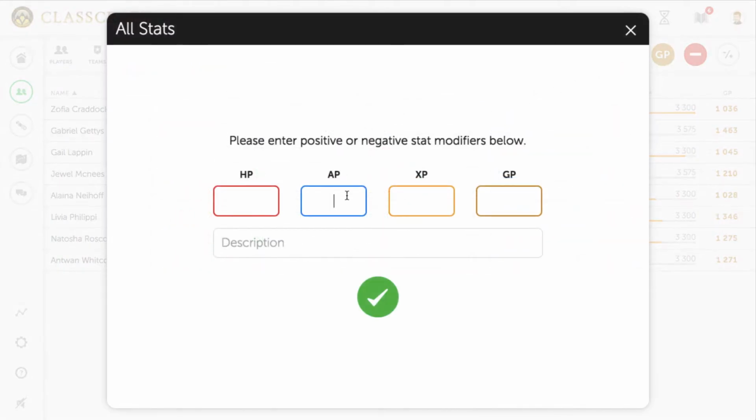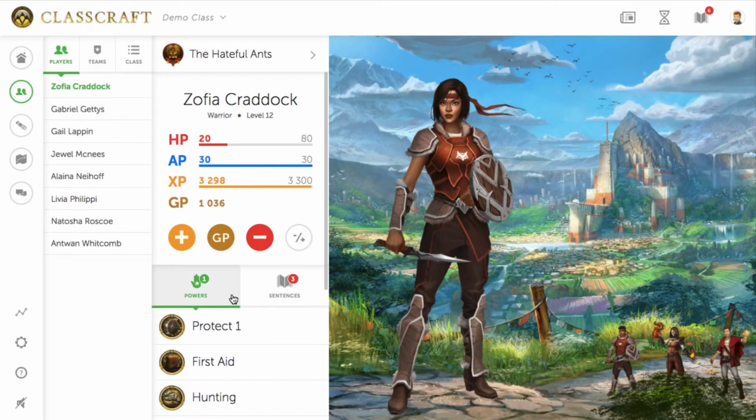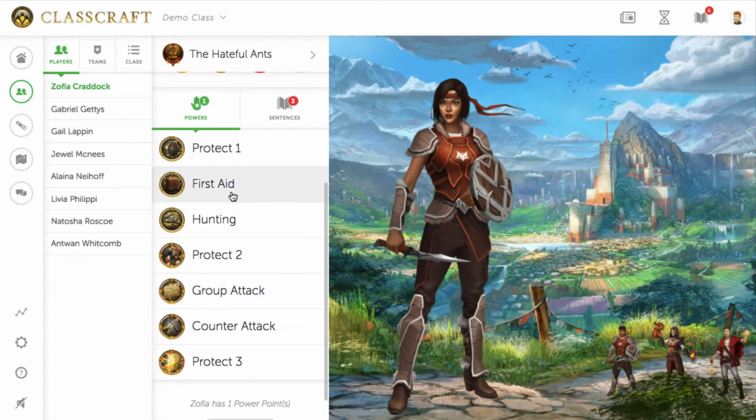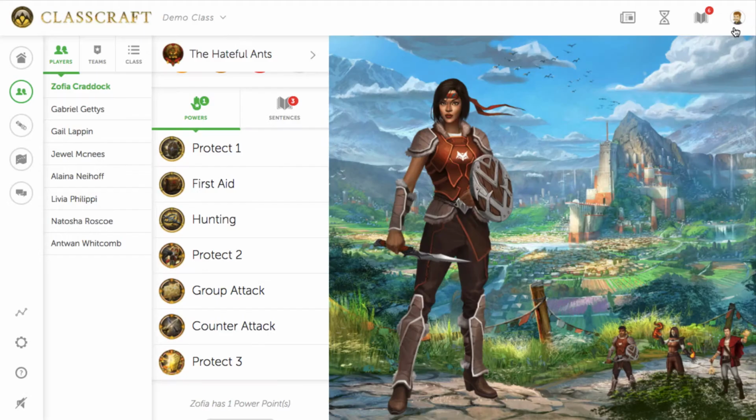I can say, oh, everyone, let's give everyone full AP for the day. Everyone goes up to full AP. Perfect. And then if they want to activate their individual powers, you can do that here in this menu. Let's say they have Protect 1 and they want to use this. Looks like there's a delayed damage queue, but usually you want them to be doing this during the warm-up. They want to be using all their powers at the warm-up for the day, and then they are not on their phones for the rest of the day.